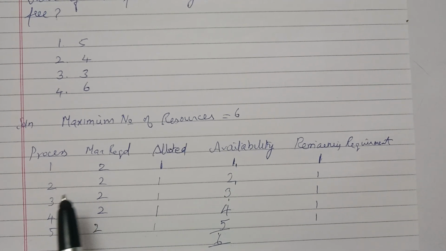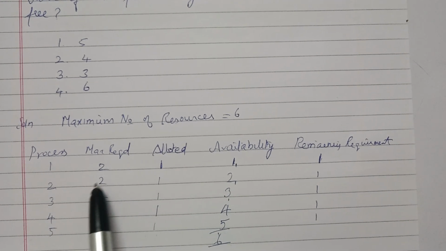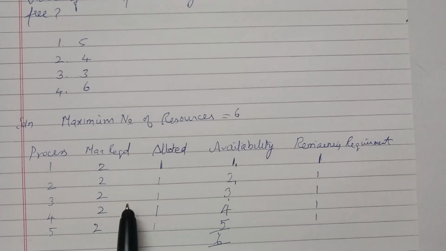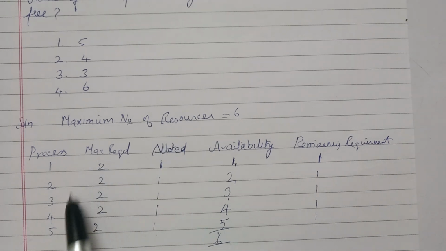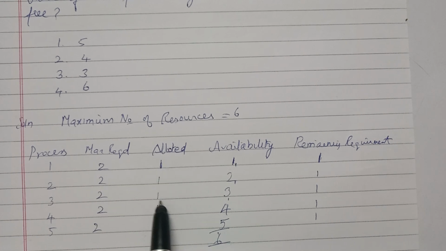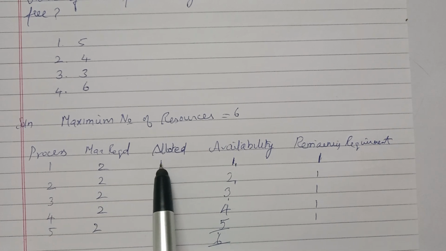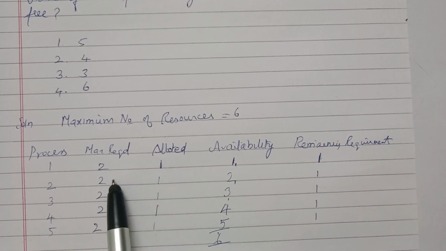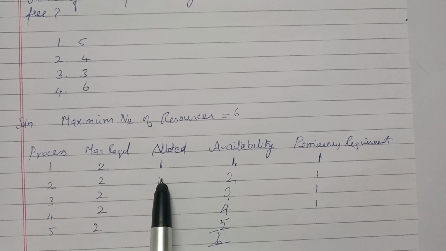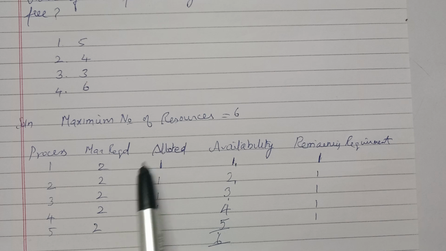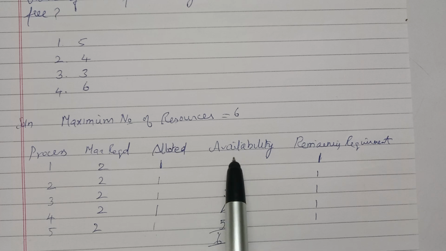So we see that in this problem the maximum requirement is 2. So in this question it is 2. Based on the maximum requirement, we have to allot the resources for the processes. So here it is 2, and we have allotted 1. So when you allot 1, you need to have 1 available in order to be deadlock free.